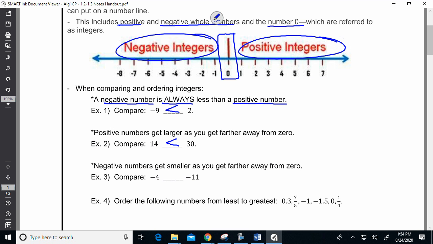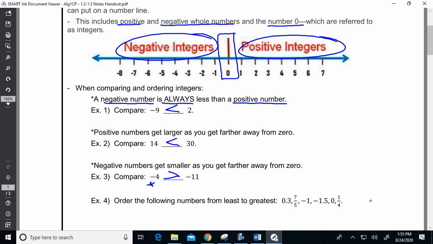Negative numbers get smaller as you get farther away from 0. The thing with negative numbers, the closer you are to 0, the bigger the number is. So you got -4 and -11. -4 would be bigger because it's closer to 0. So -4 is greater than -11. So that's comparing integers.